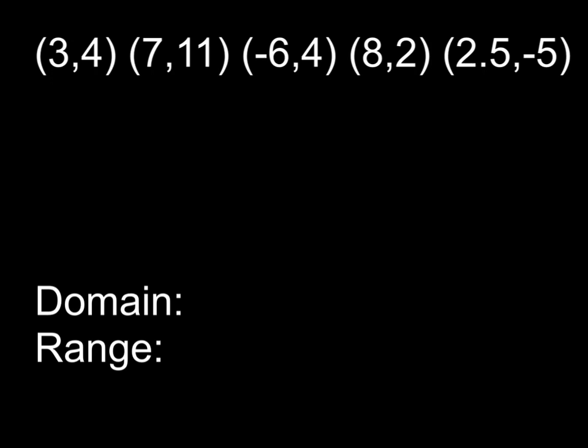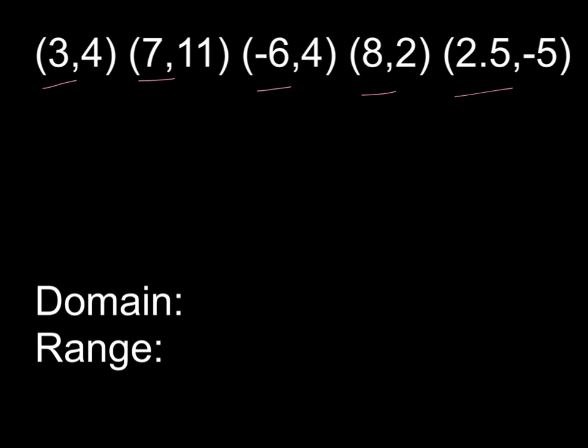In this next example, we again want to start the same way. Is this a function before we even assess the domain and range? So let's look at the inputs. 3, 7, -6, 8, and 2.5. None of those repeat, so there's not going to be an input that has more than one output. So that's good. And we would also notice that every input does happen to have an output.